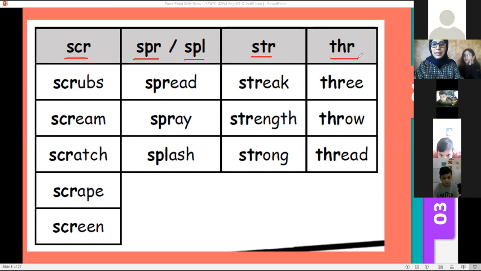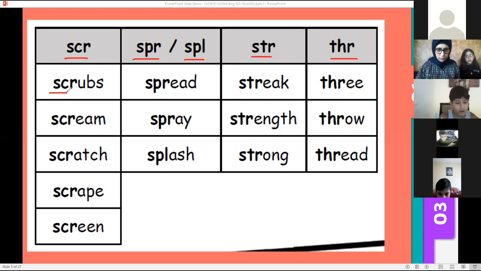Yalla Ali Abu Khalil, can you read some of these words for us? Read the skr group. Crumbs, scream, scratch, scrape. Stop. Only the skr, okay? Thank you, Ali. So scrubs, scream. What does the team E and A make? Which sound? Excellent, long E. And here I have a scratch, and here I have a scrape, and here I have scream. Thank you, Ali Abu Khalil.